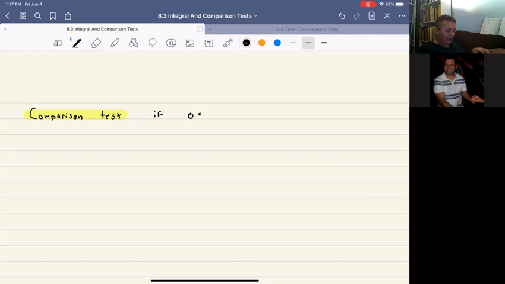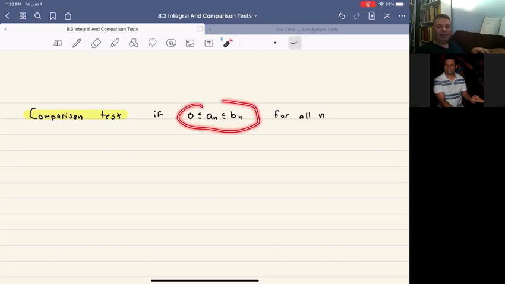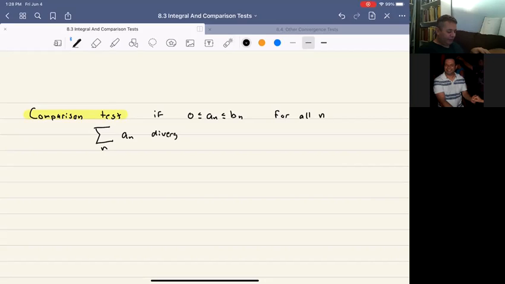Okay, so if 0 is less than a_n is less than b_n for all n, again, it could just happen at an infinite tail. By an infinite tail, I mean I don't really care what happens at the beginning of the series. I really just care that this happens at the end and eventually forever. Then the sum of a_n diverges is going to imply that the sum of b_n diverges.